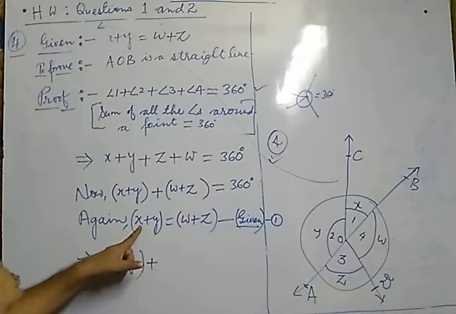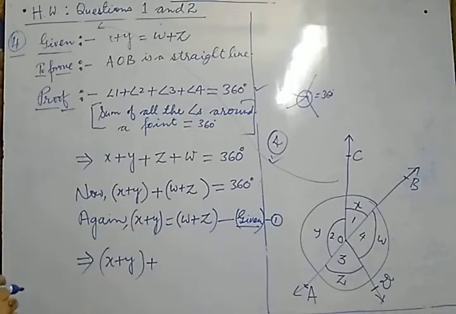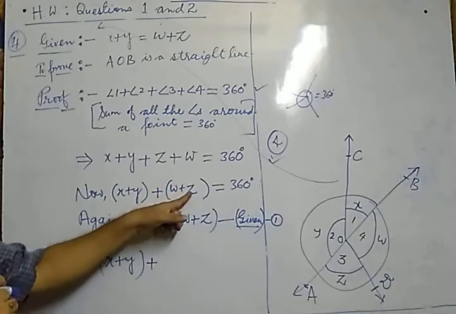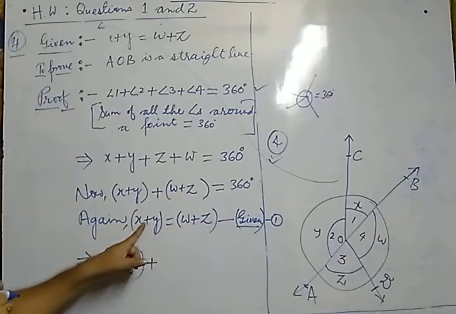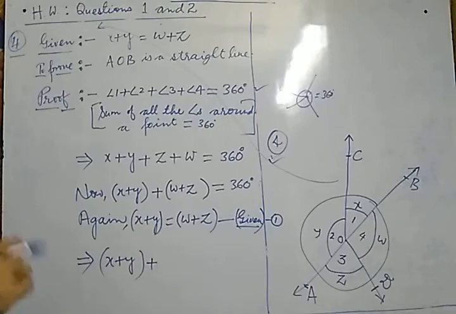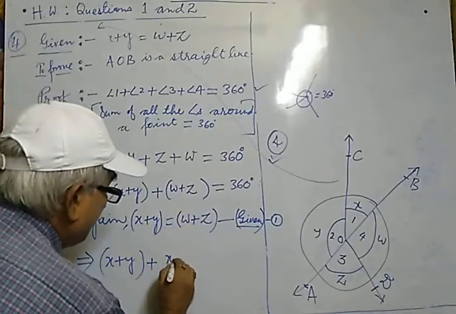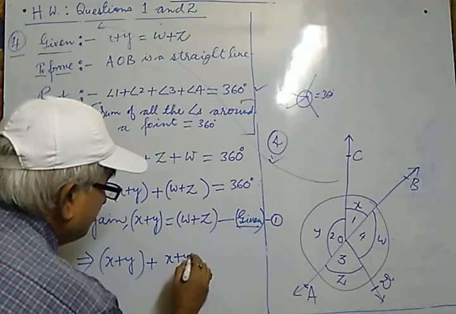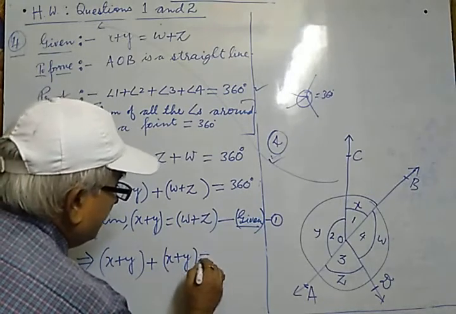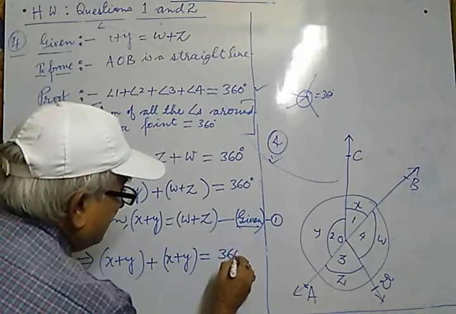Pay your attention here. W plus z is noted down. So in the place of w plus z, what can be noted down? X plus y, because this one is already given. It is according to the condition given in the question. So in the place of w plus z, what can be noted down? X plus y, and that will be equal to 360 degree.